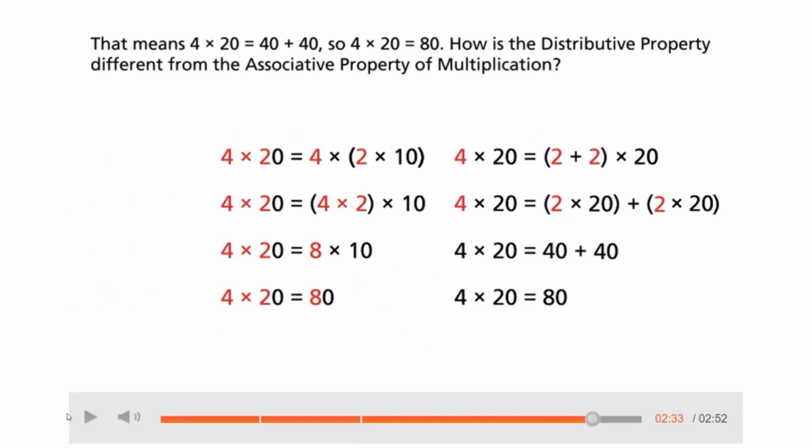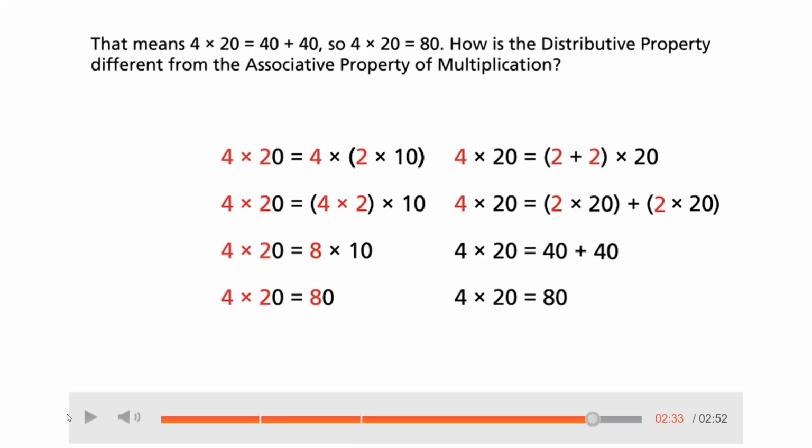Okay, let's take a look at these two different ways that we were able to solve this problem. We decomposed it using the distributive property, which means we broke one of our factors apart into the two pieces that we could use to make it. So for here, they decomposed 4 into 2 plus 2. Now you could have also decomposed it into 3 plus 1 if you wanted to, but they chose 2 plus 2 because 2 is an easy number to work with. Then they multiplied each one of those 2's times 20 and got their answer.